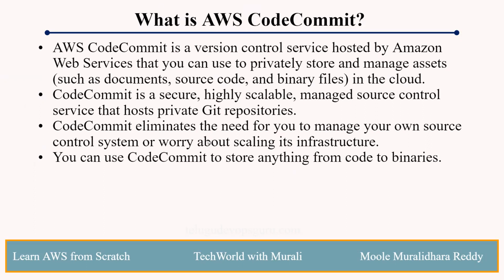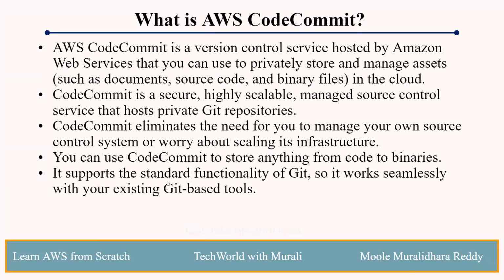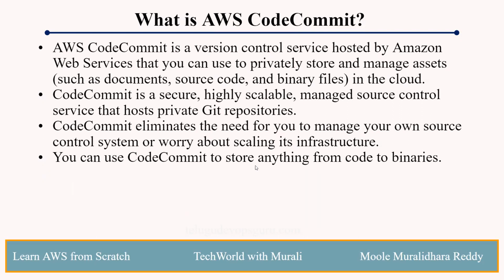You can use CodeCommit to store anything from code to binaries. You can store any type of data, for example documents, source code, and binary files. It supports the standard functionality of Git. AWS CodeCommit supports the same standard functionality of Git, so it works seamlessly with your existing Git based tools. If we are using Git Bash in Windows, we can use it to clone AWS CodeCommit repositories, push the code, and do everything.